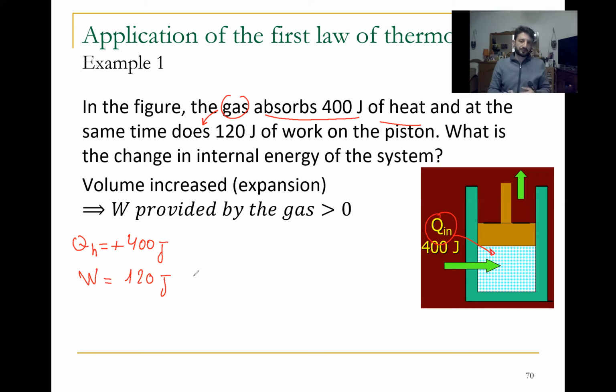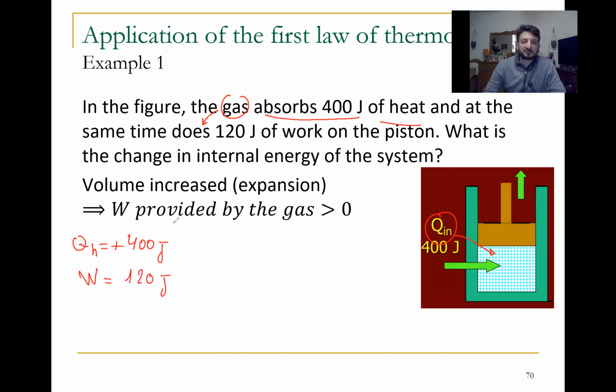If I tell you I have 120 joule and we have a decrease of volume, so you have to say omega equals minus 120 joule. In the case of expansion, you put plus 120. In the case of compression, or decrease of volume, you have to put omega equals minus 120 joule. We have omega, we have Q. What is the change in internal energy of the system?